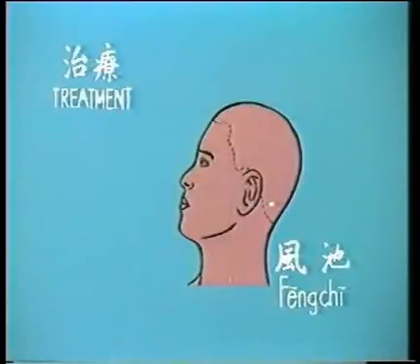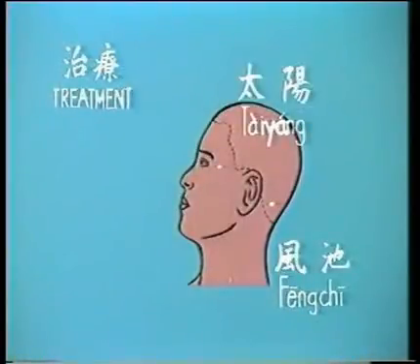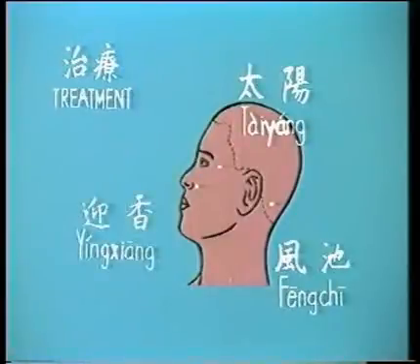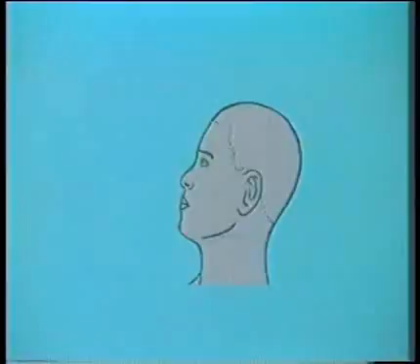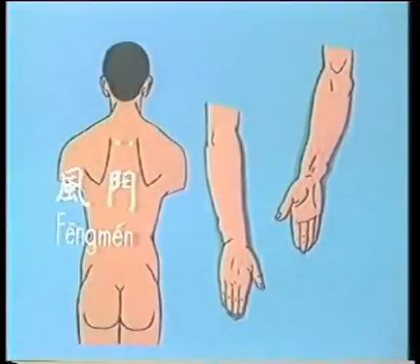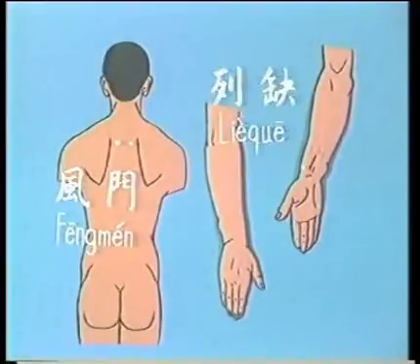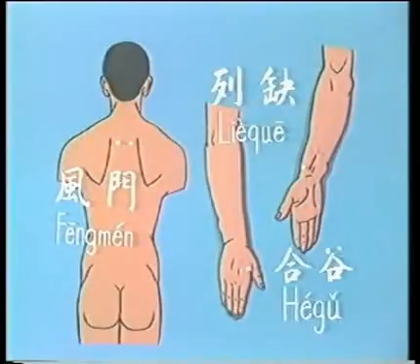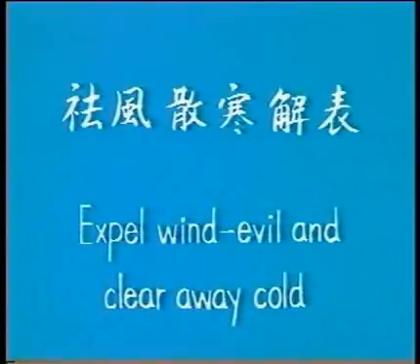Fengchi, Gallbladder 20, Taiyang, extra point, Yingxiang, Large Intestine 20, Fengmen, Bladder 12, Lieque, Lung 7, and Hegu, Large Intestine 4. This prescription can disperse wind, clear away the cold, and relieve exterior syndrome.